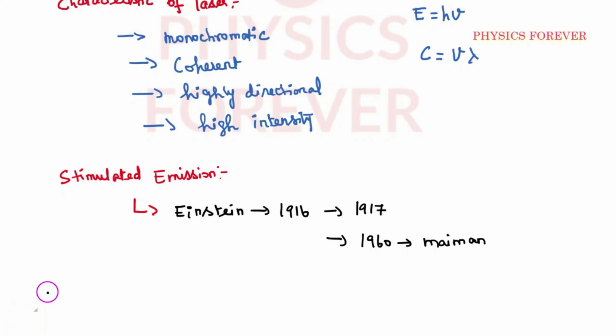How does the energy transition occur? The energy transition is E2 minus E1, which is h nu. Here E2 is the excited state and E1 is the ground state. Stimulated emission occurs from E2, and only then do we get the photon. Then we will discuss some problems and MCQs related to stimulated emission.